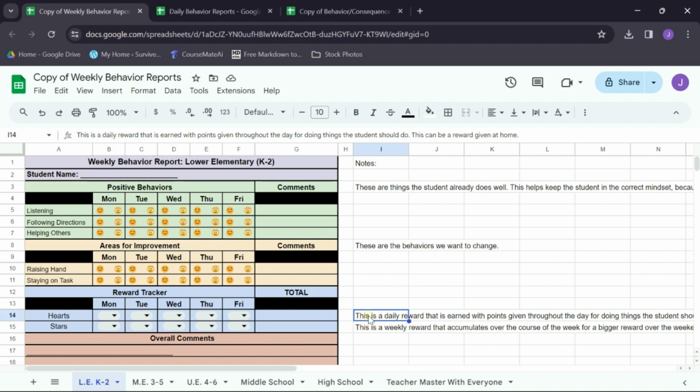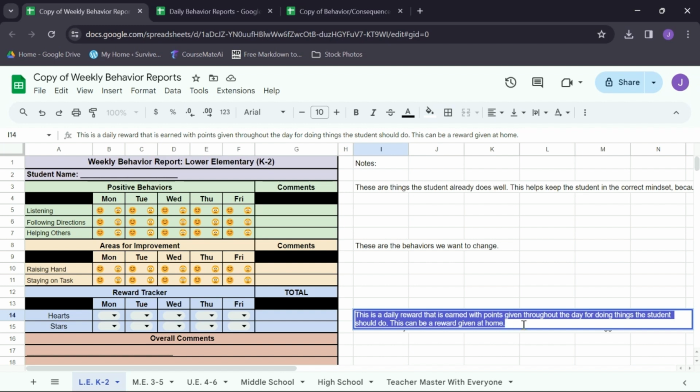So the hearts are going to be a daily reward that is earned with points given throughout the day for doing the things the student's supposed to be doing. Just as long as the student is doing what they need to be doing, following directions, just existing throughout the day as they should be able to max out these points.